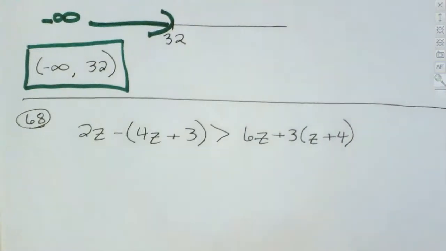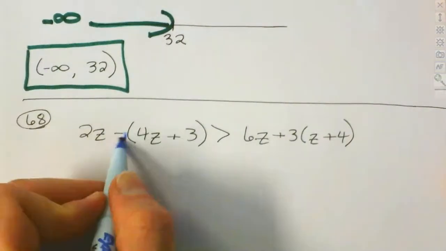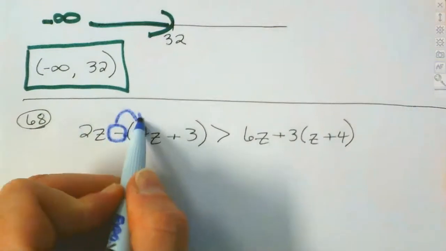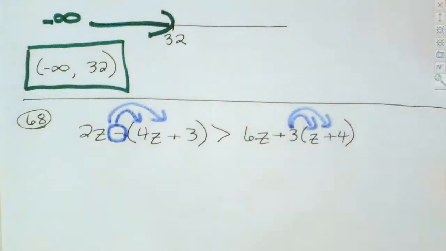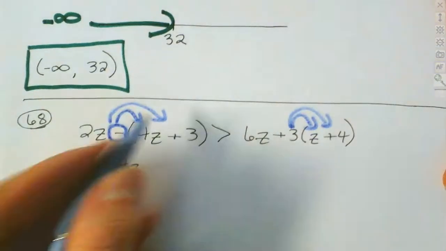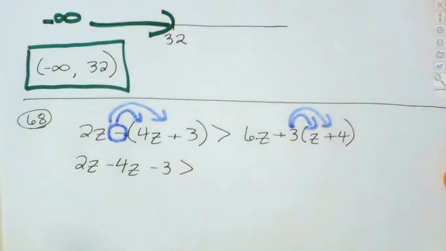Right, now this is going to behave exactly like all the others. First thing we always need to do is get rid of our parentheses. So the first set, we have a negative here, so I'm going to push that through. And the other side, I push through that 3. So distributing through, I get 2z minus 4z minus 3. On the right-hand side, I have 6z plus 3z plus 12.